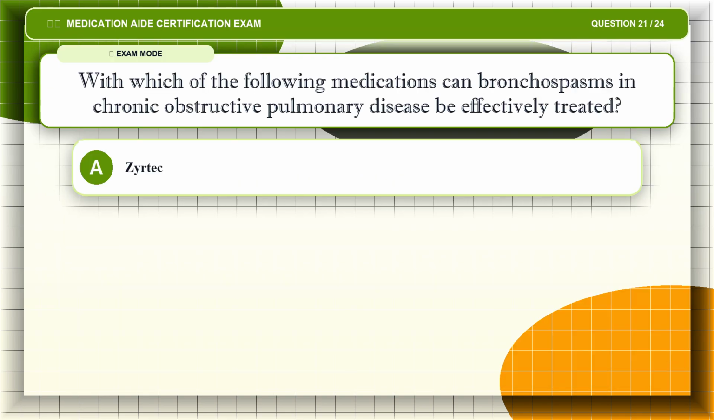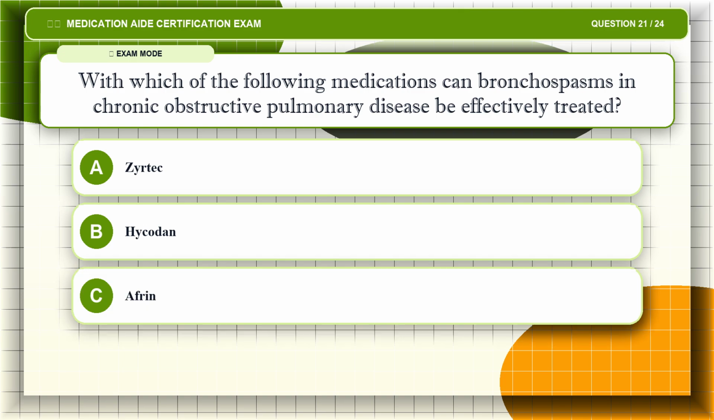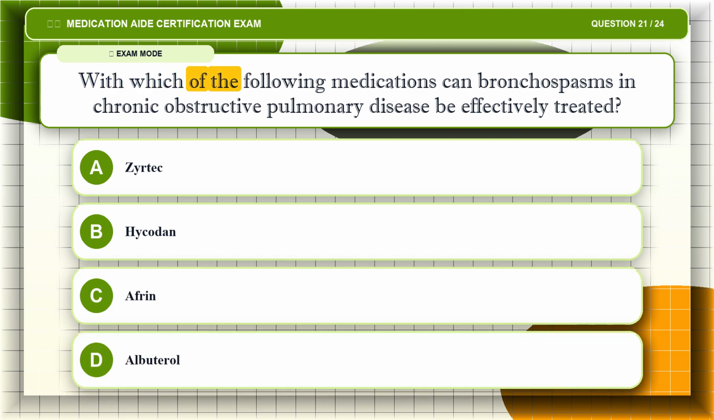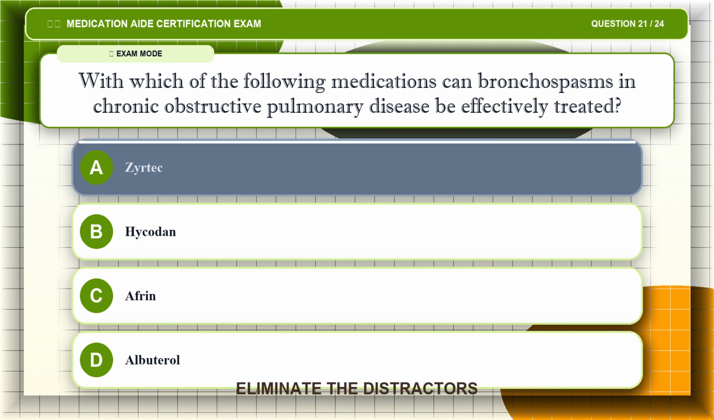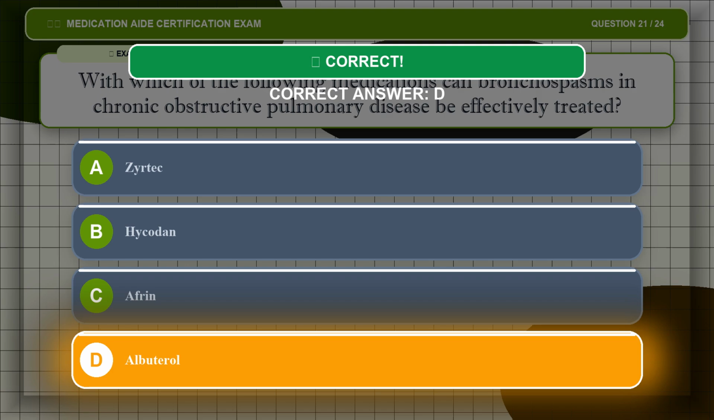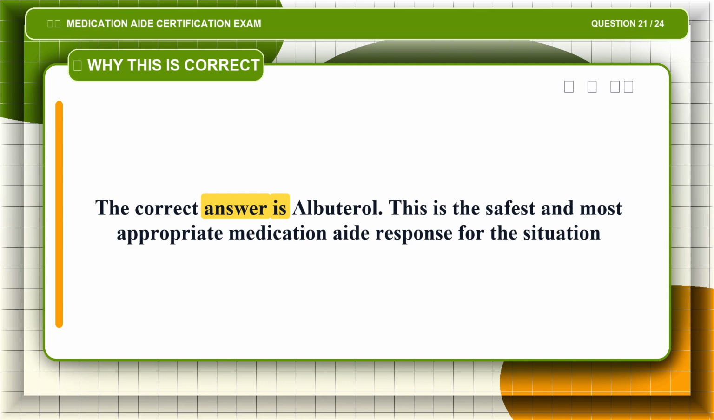Question 21. With which of the following medications can bronchospasms in chronic obstructive pulmonary disease be effectively treated? Option A, Zyrtec. Option B, Vicodin. Option C, Afrin. Option D, albuterol. The correct answer is option D, albuterol. This is the safest and most appropriate medication aid response for the situation.